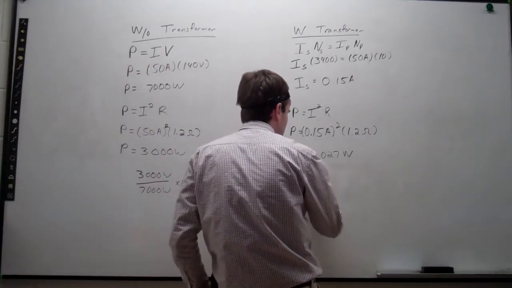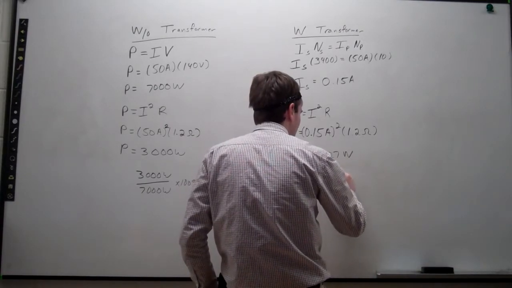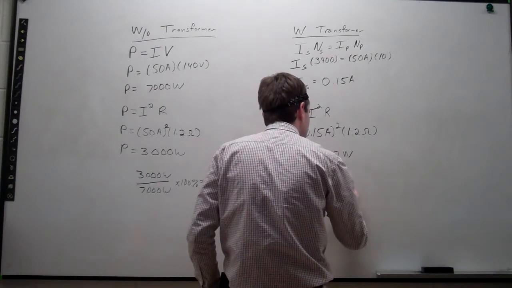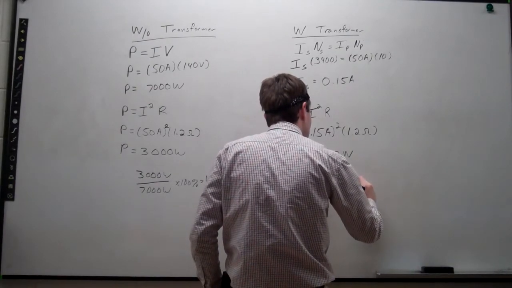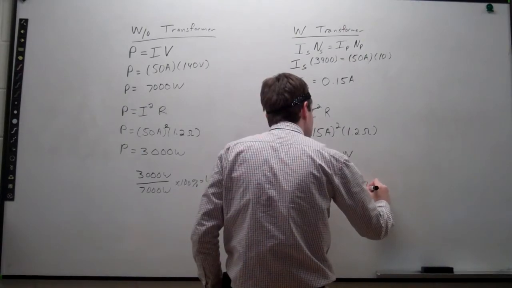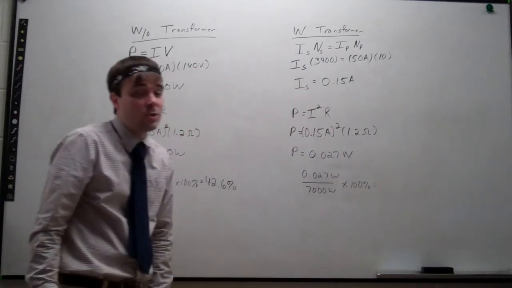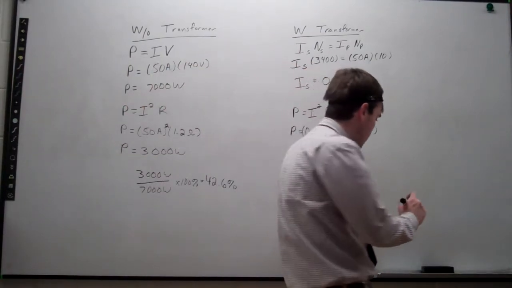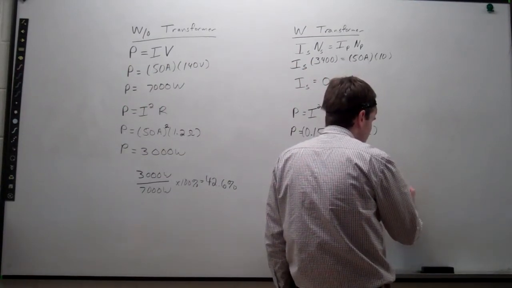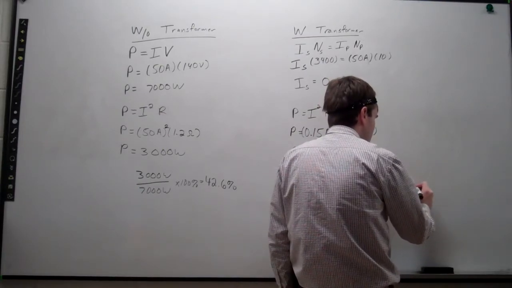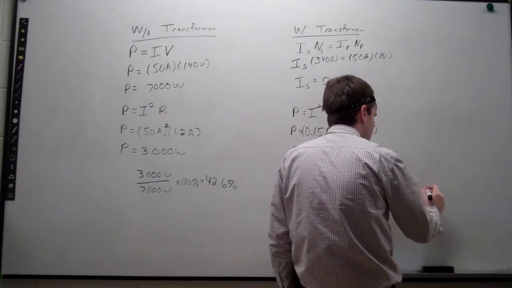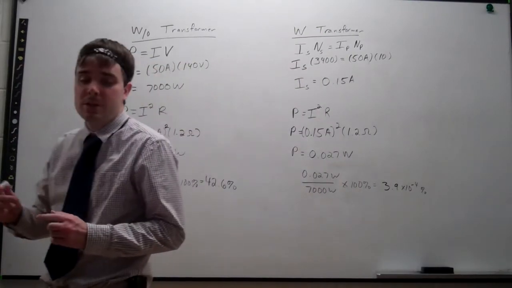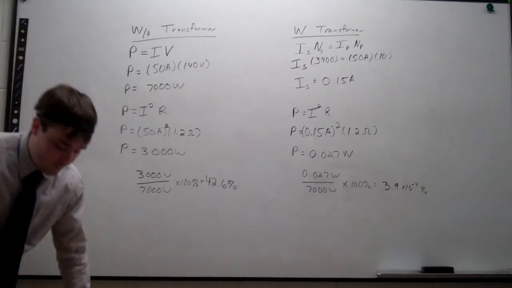So 0.027 watts divided by 7,000 watts times 100%. And what's the percentage? It should be a really small number. 3.9 times 10 to the negative 4th. So 3.9 times 10 negative 4th percent is lost.